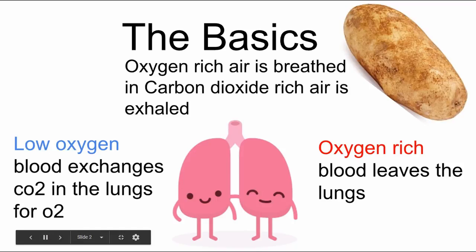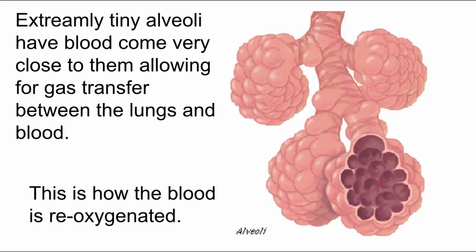Okay, so the basics. Oxygen-rich air is breathed in and carbon dioxide-rich air is exhaled. So low oxygen blood enters the lungs and exchanges for oxygen, and oxygen-rich blood leaves the lungs. Extremely tiny alveoli come very close, allowing for gas transfer between the lungs and blood, which is how the blood is reoxygenated.